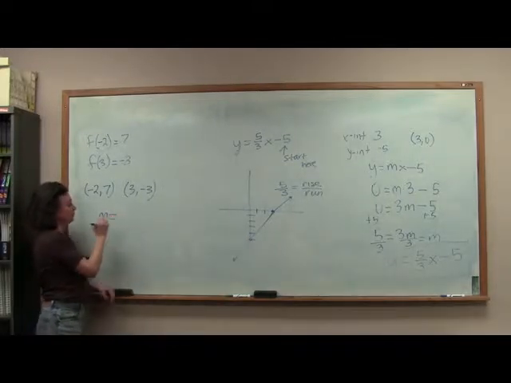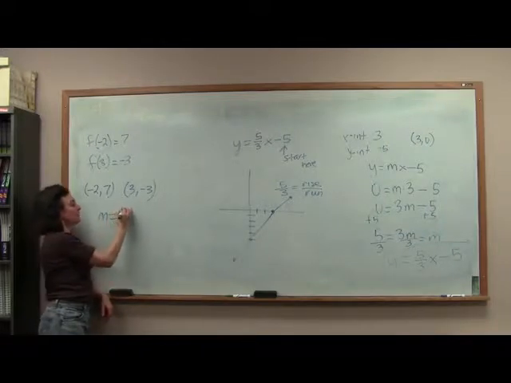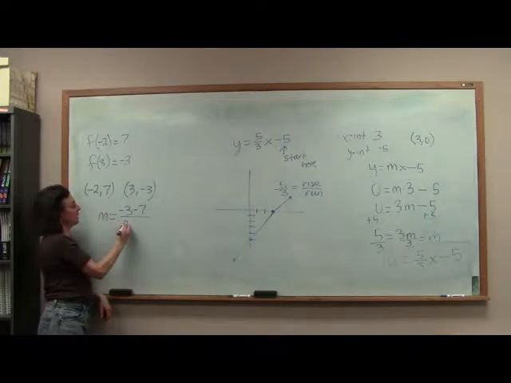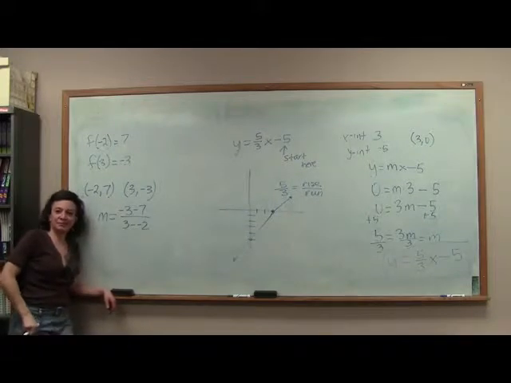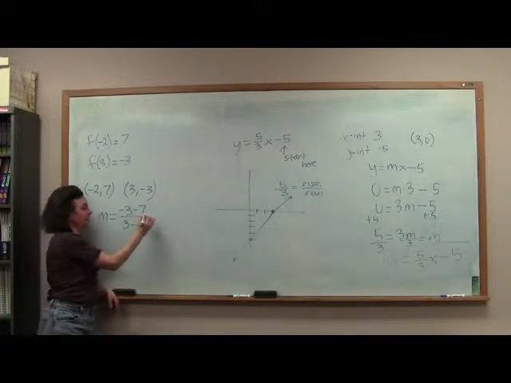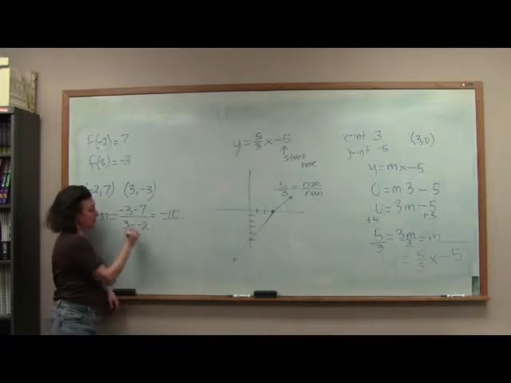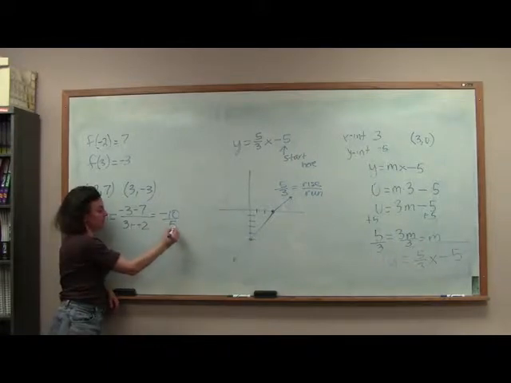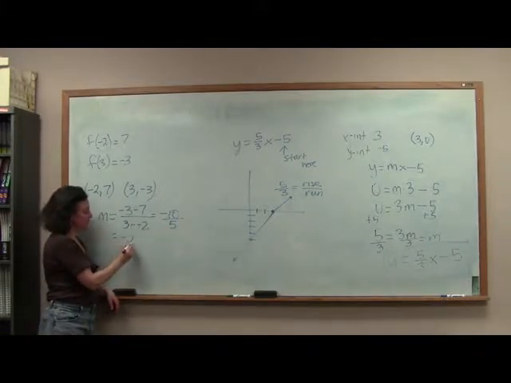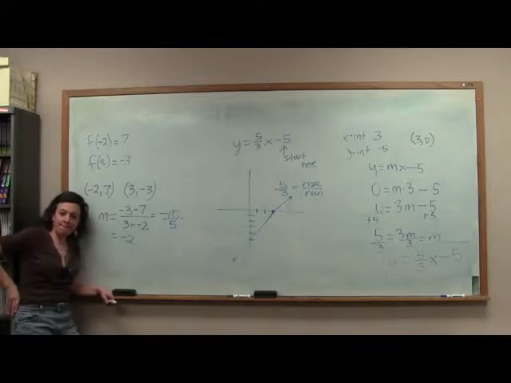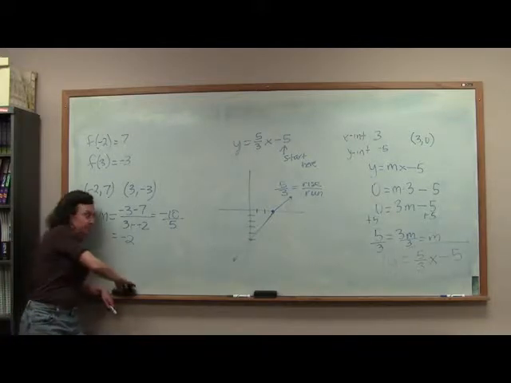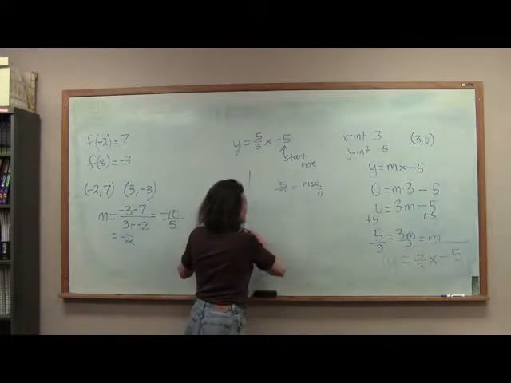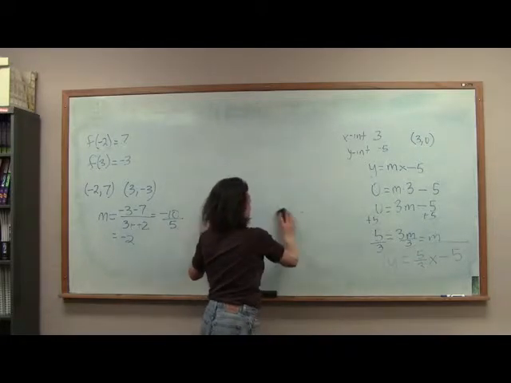So, let's do it. The slope is the change in our y value, so -3 minus 7, over the change in the x values, so 3 minus a -2. Oh, nice. Okay, -3 minus 7 is a -10. 3 minus a -2, well remember minus a negative is plus a positive. We get 5, so our slope is -2. Awesome.